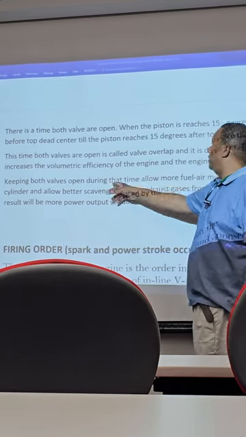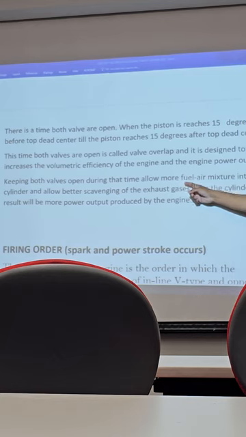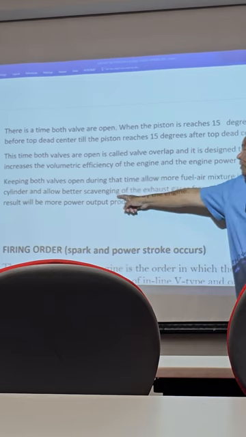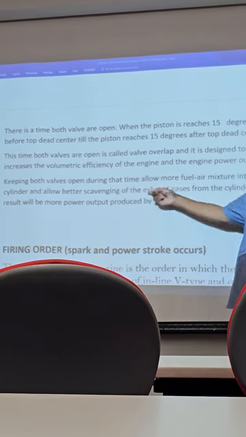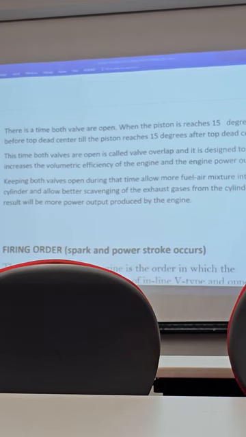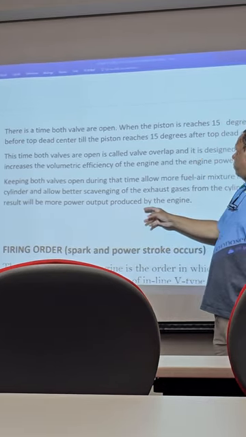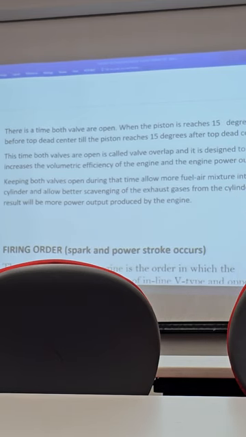Keeping both valves open during that time allows more fuel air mixture into the cylinder and allows better scavenging, meaning the removal of the waste gases, the source gases, from the cylinder. The result will be more power output produced by the engine and better temperature characteristics of the engine as well. Because the more gases stay inside this cylinder, the more heat there is in the cylinder and the whole engine. These gases have to be removed as fast and as well as possible in order not to overheat. It means you know already what the valve overlap is.